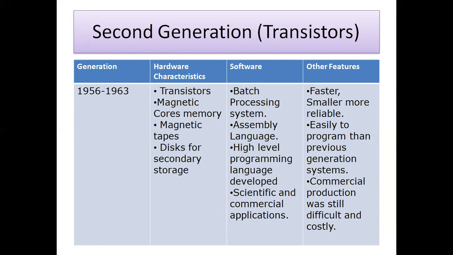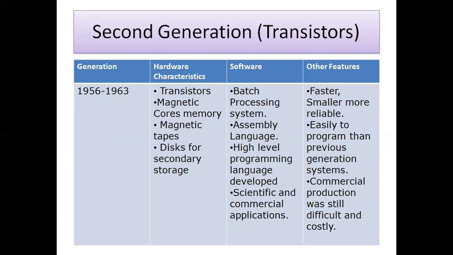And the software characteristics. Batch processing system is used. That means whatever the problem is there, it is divided into several batches. And after the completion of the first batch only, the second batch will be started. Assembly language is used as a software characteristic.